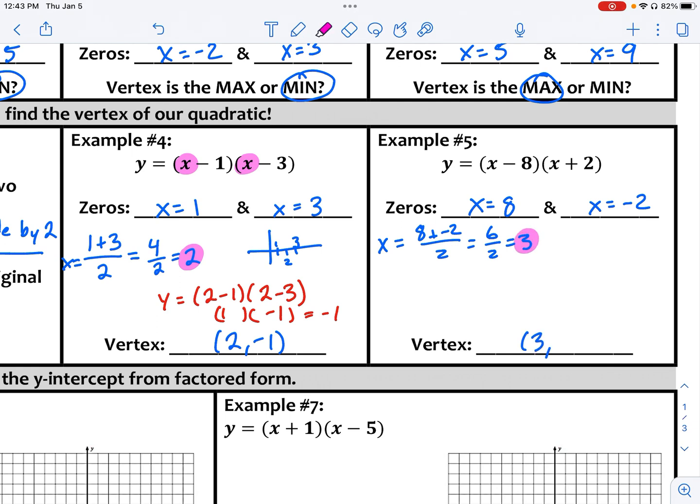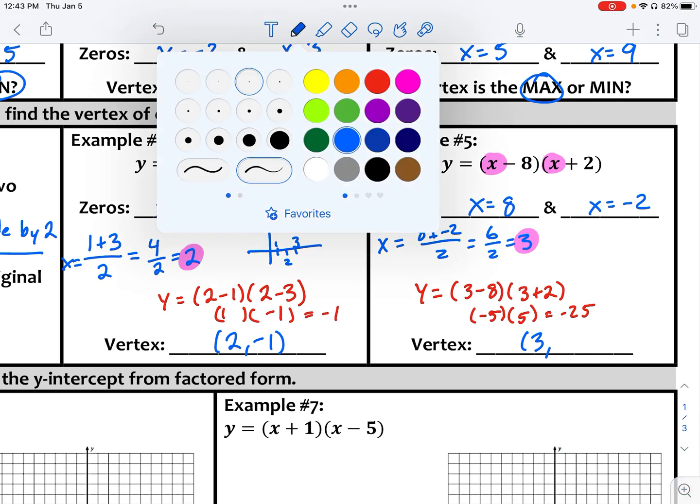Then we're going to take this x value, plug it in for the x's. So y equals 3 minus 8, 3 plus 2. So that gives me a negative 5 times a positive 5. Did I make a mistake? 3 minus 8 is negative 5, 3 plus 2 is 5. Yeah, it looks right to me. So that equals negative 25. So our vertex is at 3, negative 25.